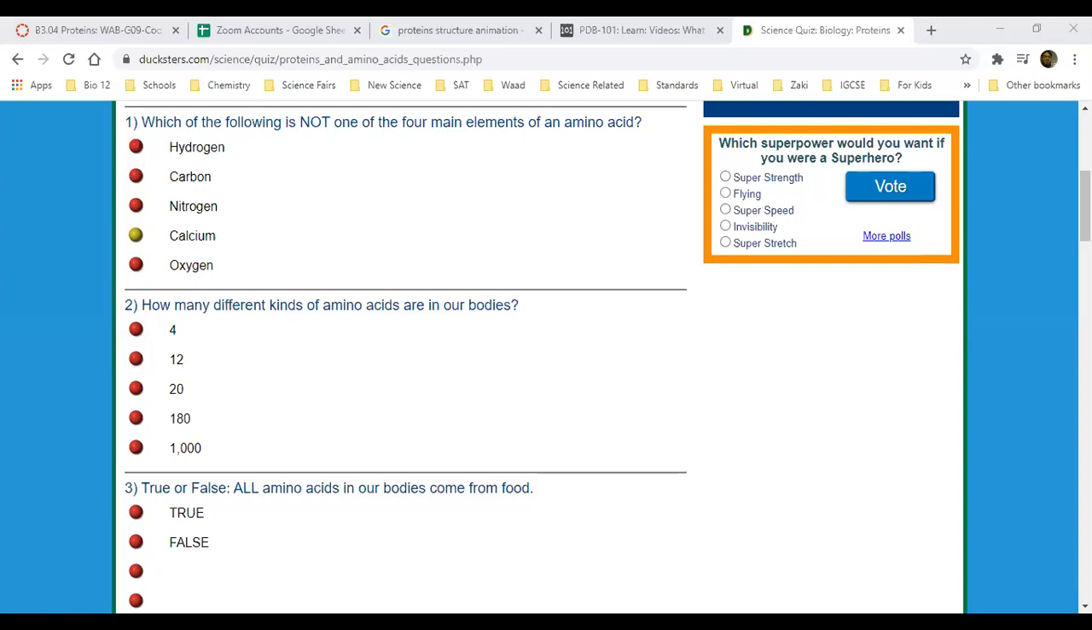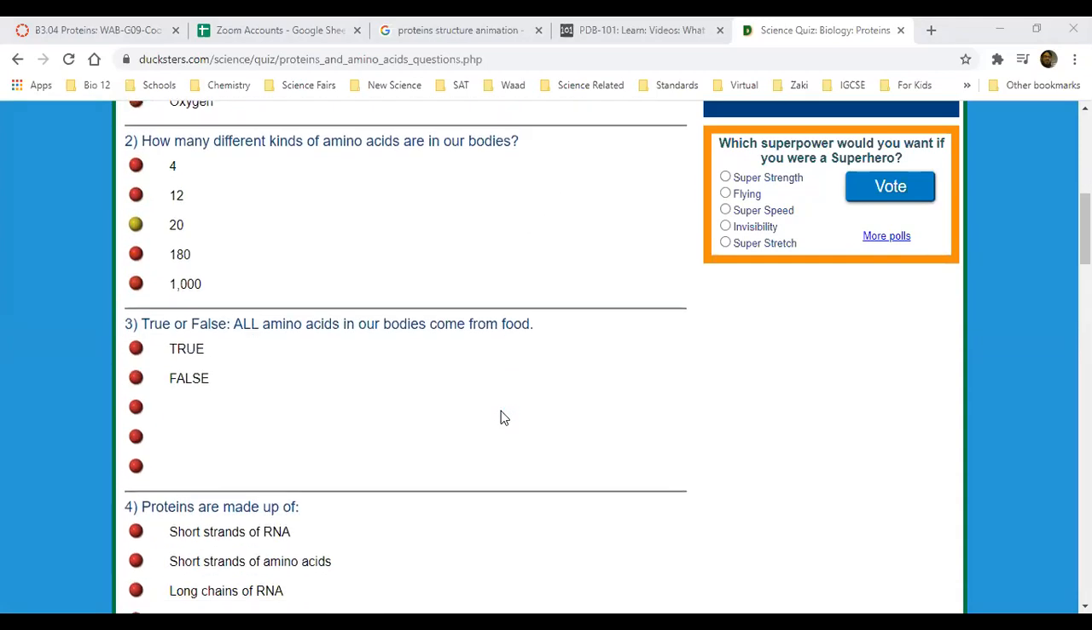So I think I should answer it now. We have 20 amino acids, out of which 12 we can produce in our body and 8 we cannot. According to the latest science, now we say 9 of them we cannot produce by ourselves, but 8 according to the book, so let's keep it 8.